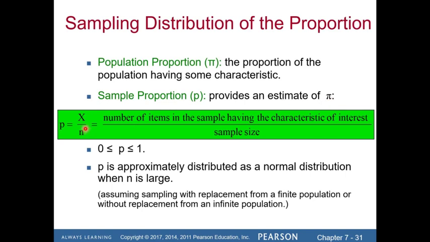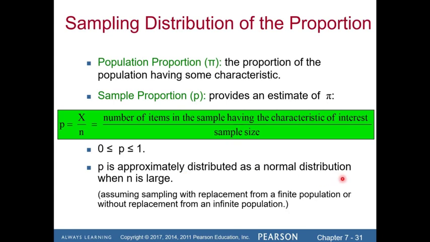We use capital X to represent the number of items in a sample having the characteristic of interest, and little n to represent the sample size. Then X out of n gives us the sample proportion p. Just like the central limit theorem, when the sample size is large enough, then the sample proportion p is approximately distributed as a normal distribution.